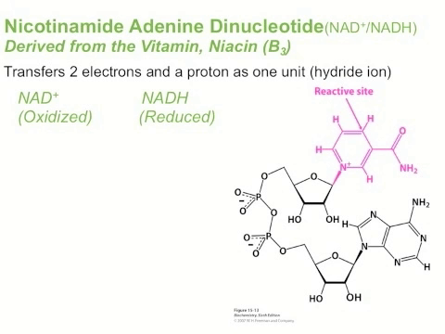This is cofactor number 5, nicotinamide adenine dinucleotide. NAD+ is the oxidized form that is shown here, and NADH is the reduced form. This is going to transfer 2 electrons and a proton at one time, a hydride ion. This is H-.